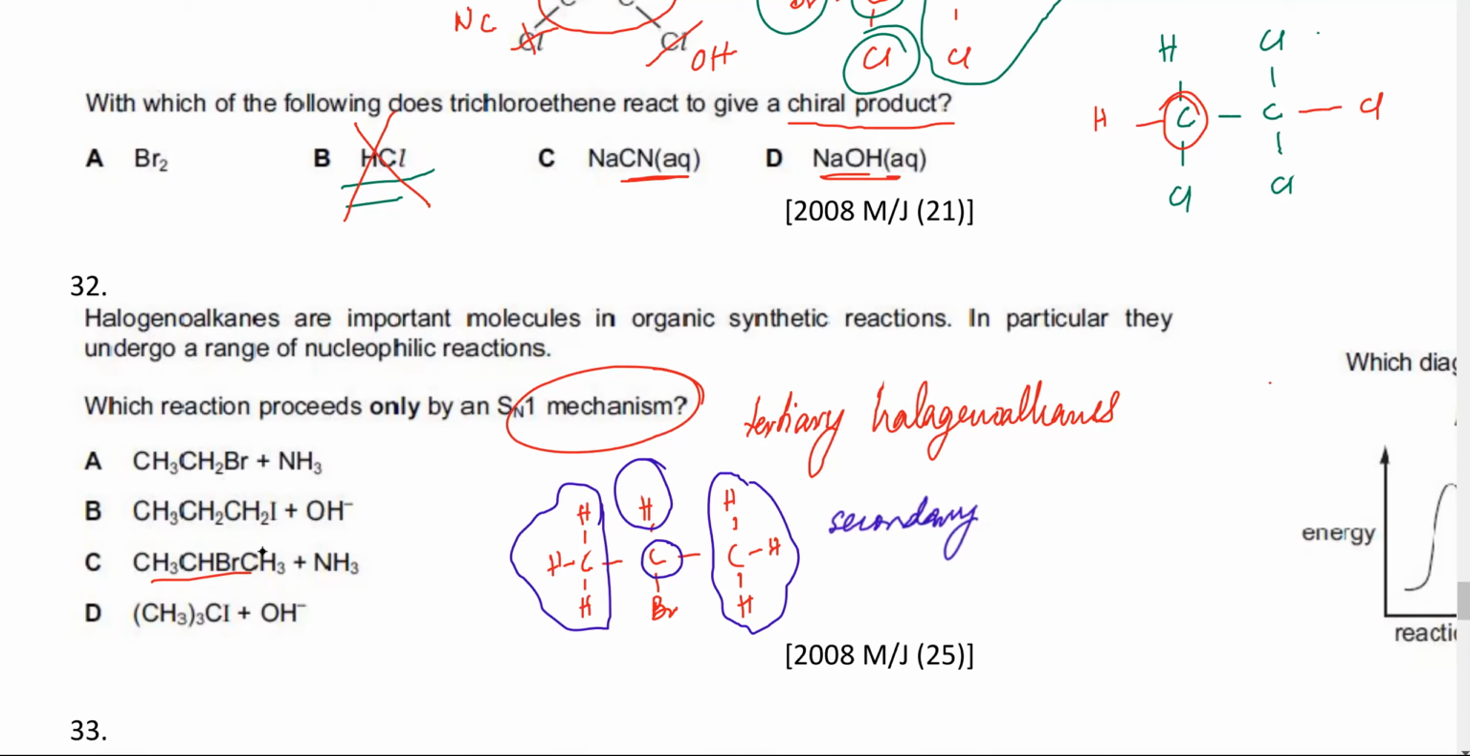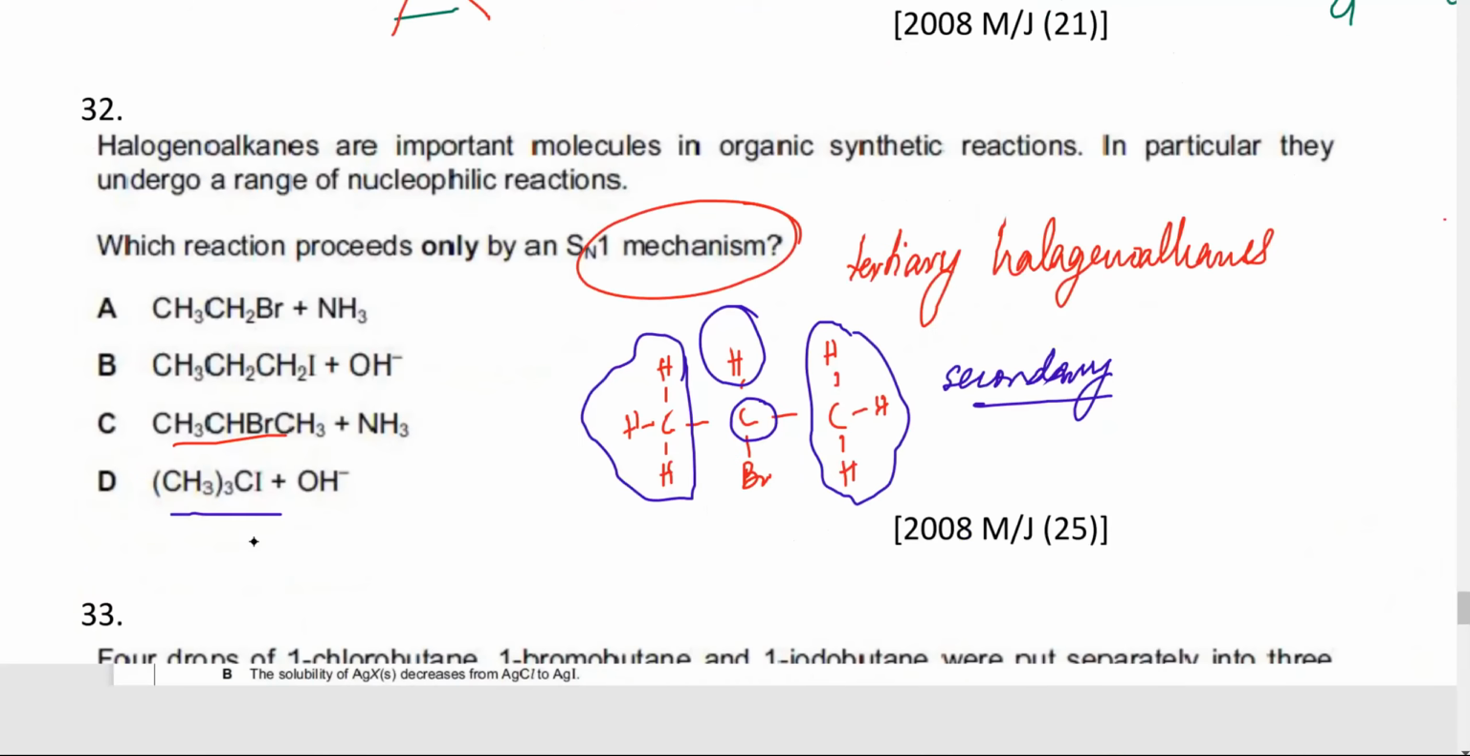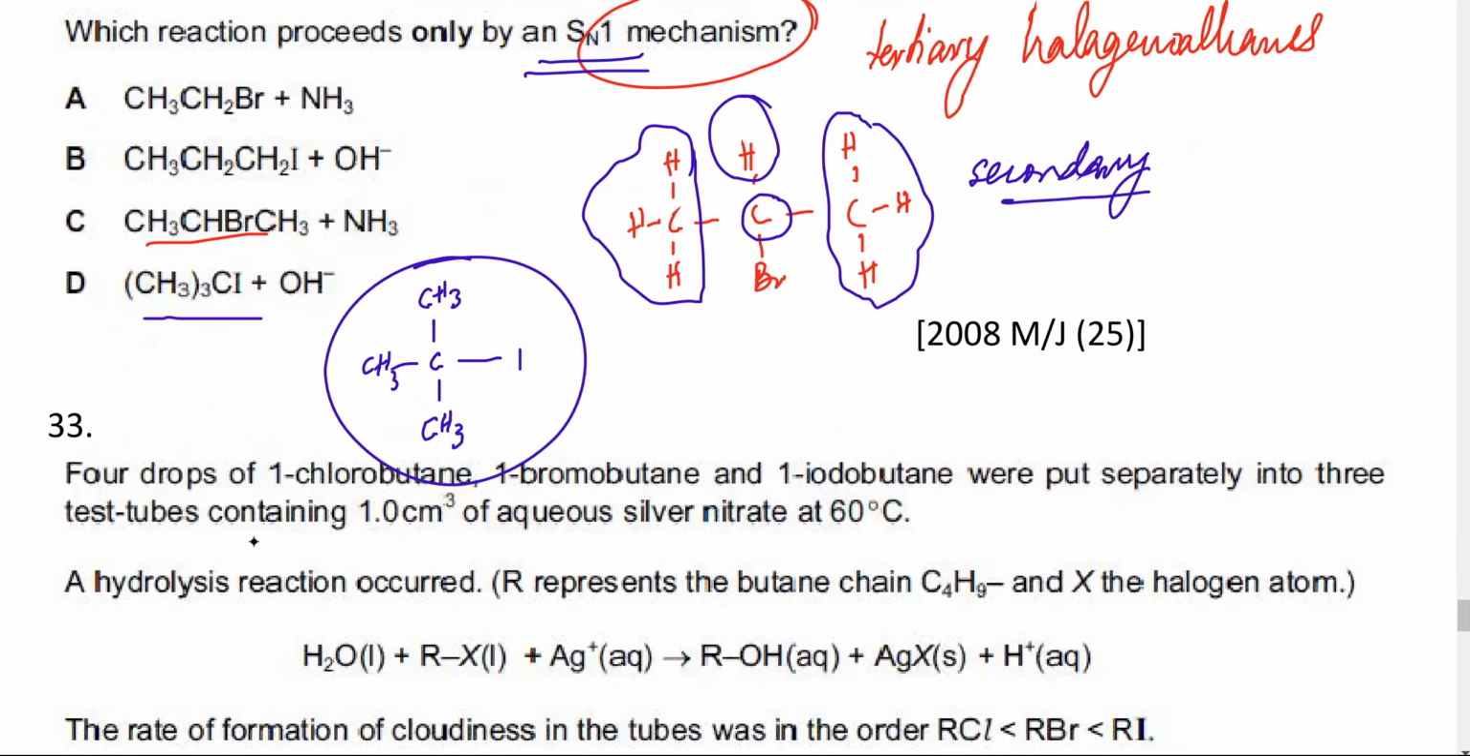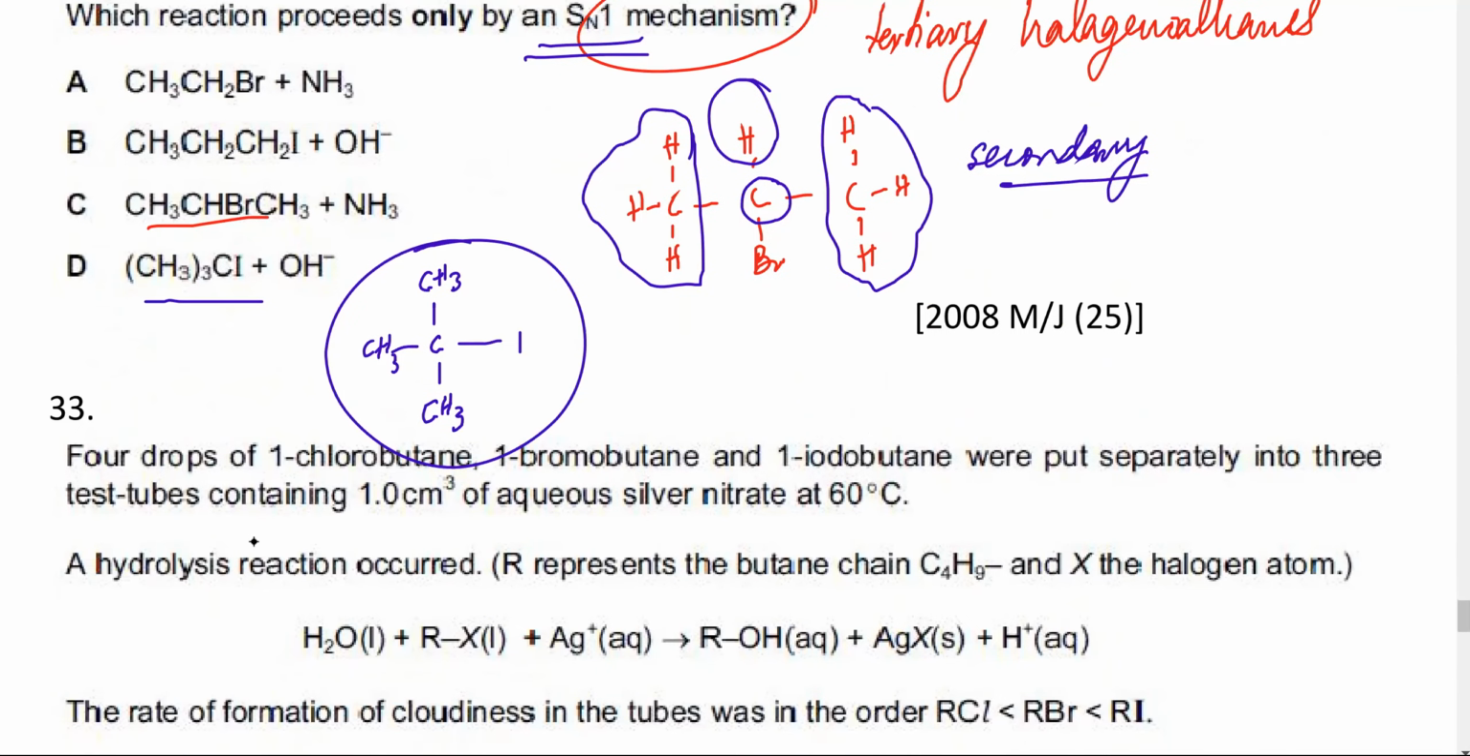और secondary का होता था कि mixed होता था, SN1 SN2 दोनों चलते थे. D correct option है, कि D के अंदर this is tertiary, के there is C and it's bonded to 3 CH3s. CH3 on one side, C with CH3 on the other side, और एक जगह पे I है. So that is this one over here is tertiary, और tertiary का mechanism जो है ना SN1 है. मेरा clear है? Is this clear?